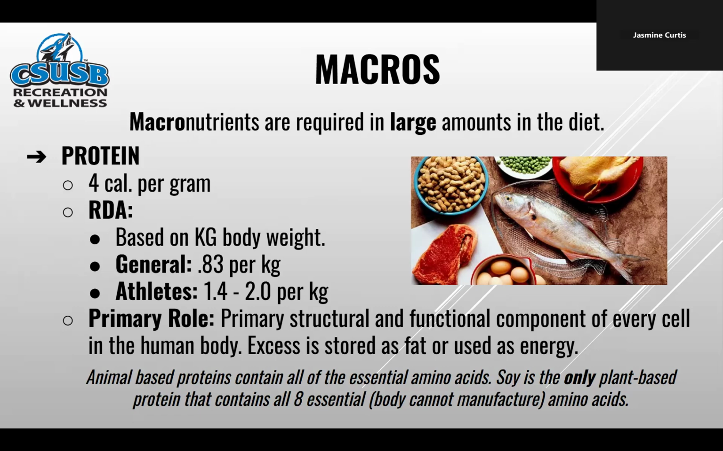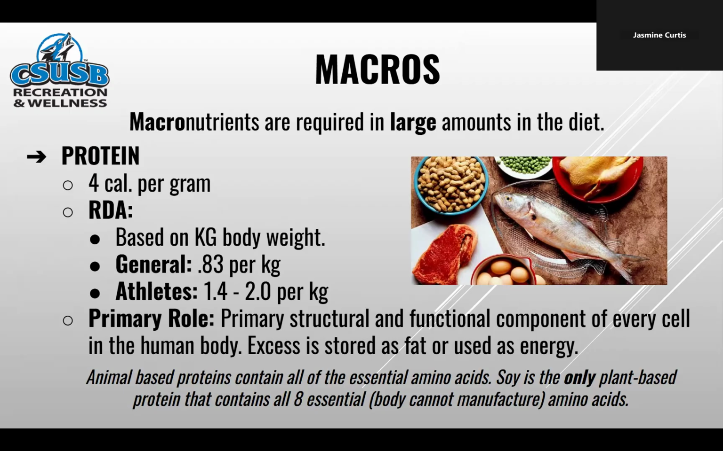So macronutrients are nutrients required in large amounts in the diet. So macro referring to large. For protein, it's important that we know that protein is 4 calories per gram. Carbohydrates is 4 calories per gram as well, and fat is the one that's a little bit different. So when we're trying to convert calories from protein, it's essential that you know that that is 4 calories per gram. The recommended dietary allowance is going to be based on kilogram body weight. So it's basically based on the individual's body weight, how much protein they need.